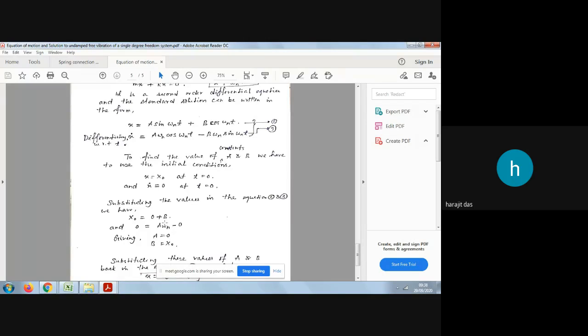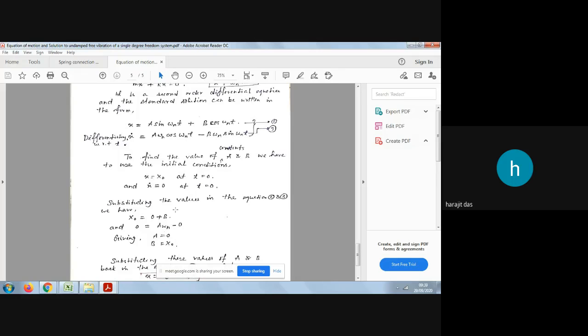So omega n cannot be 0, because a system has one natural frequency and it has some definite positive value. So omega n cannot be 0, so a should be 0. So from these two equations, what we can write is b equals x naught and a equals 0.